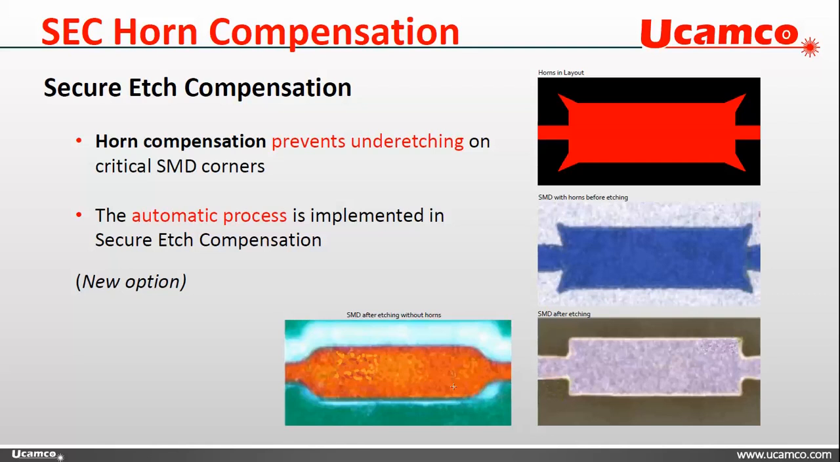So we thought about adding horns. The horns in layout would look like this, and before the etching process, they would look like that. After the etching, we have a much better rectangular shape and all the copper we need still there.